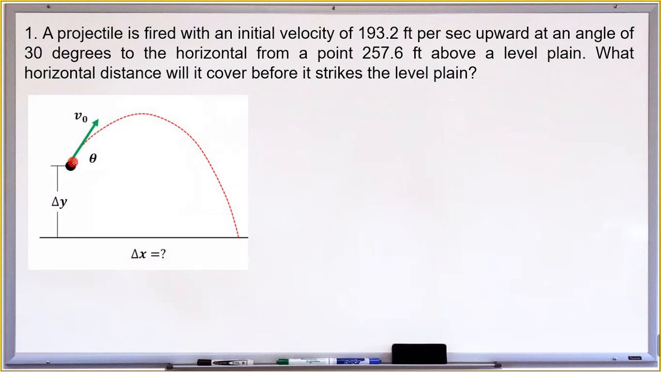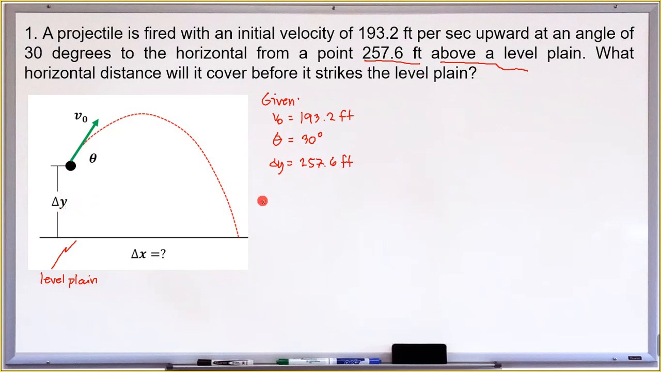So this is the figure. We have here a particle, shown by this shaded circle. Of course, it has an initial velocity v naught. Let's write here the given. The initial velocity is 193.2 feet per second, and the angle of inclination at the initial position is equal to 30 degrees. We also have a displacement along the y-axis, along the vertical, that is 257.6 feet above a level plane. So let's assume that this horizontal line represents our level plane. So our delta y is understood to be equal to 257.6 feet, this delta y right here.